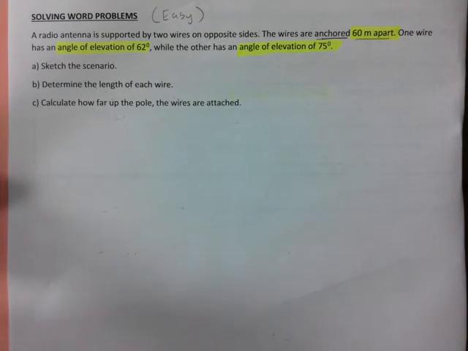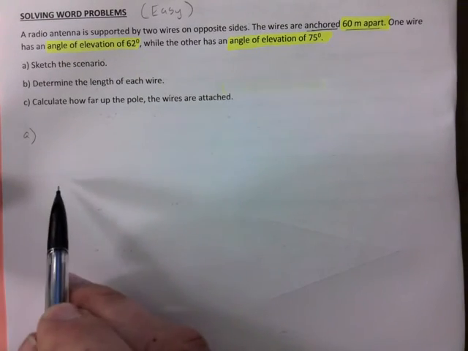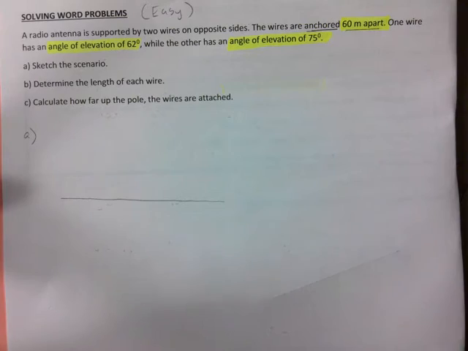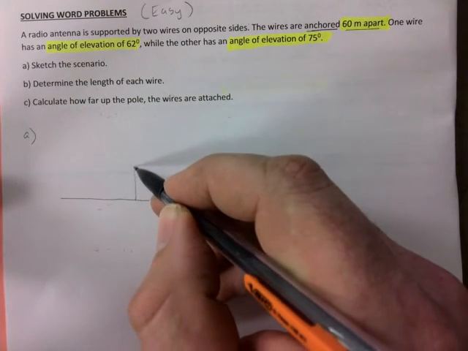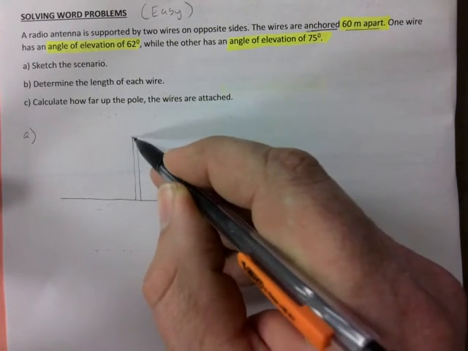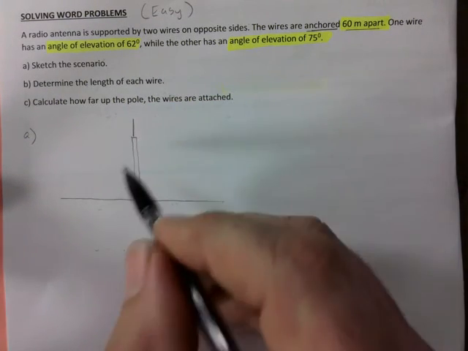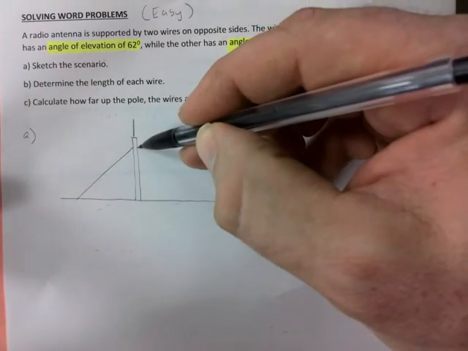So let's go ahead and draw this. We're going to sketch our scenario. Okay. So you have the ground, and we're assuming that the ground is perfectly horizontal. Okay. You always assume that. And this is your radio antenna. And right there's the antenna that's emitting the signal. And we know that two wires are attached to it and are supporting it.